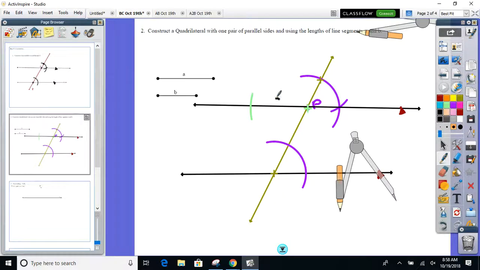So that has length A. And then let's go and do length B. Now make sure A and B are both copied on the same side of the transversal. You don't want to go on opposite sides. And then I'll go copy B.